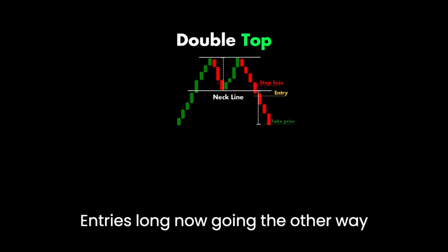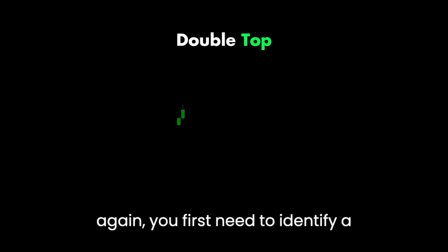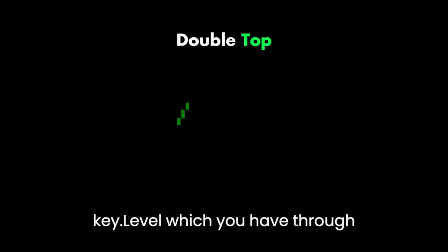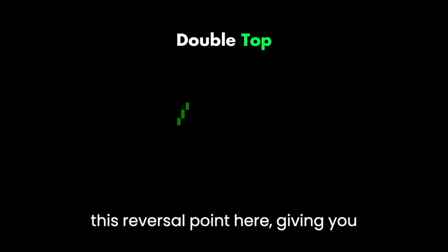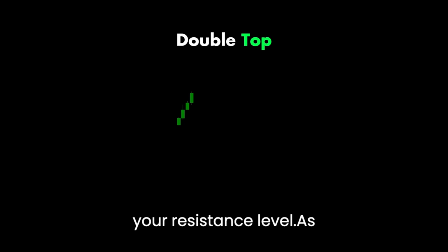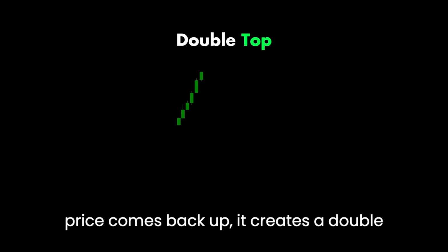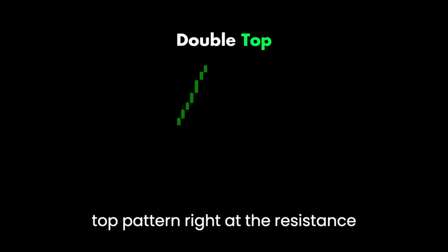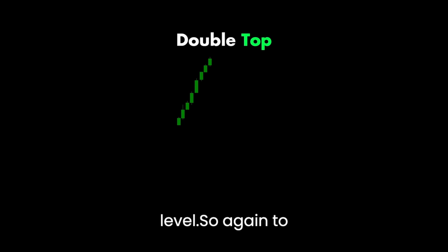Now going the other way, again, you first need to identify a key level, which you have through this reversal point here, giving you your resistance level. As price comes back up, it creates a double top pattern right at the resistance level.